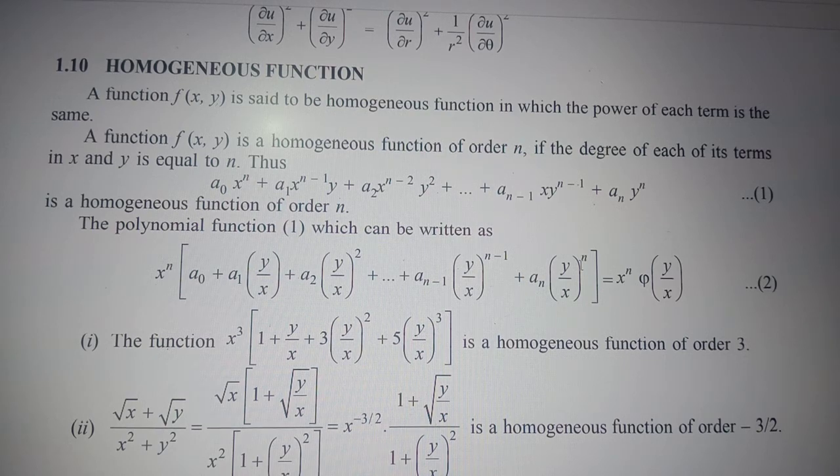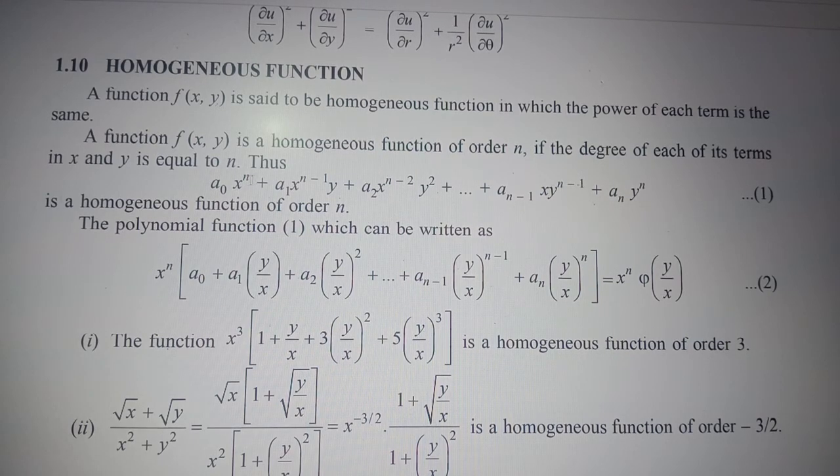Thus, if you are considering a homogeneous equation, the function is like this: a0 x power n plus a1 x power n minus 1 y plus a2 x power n minus 2 y square plus etcetera, up to a n minus 1 x y power n minus 1.